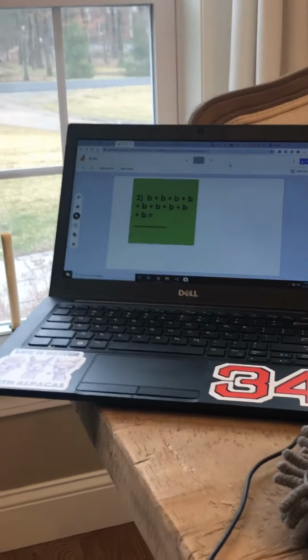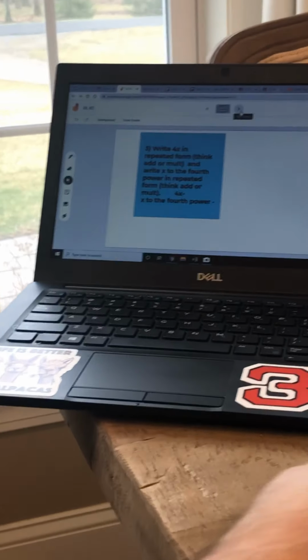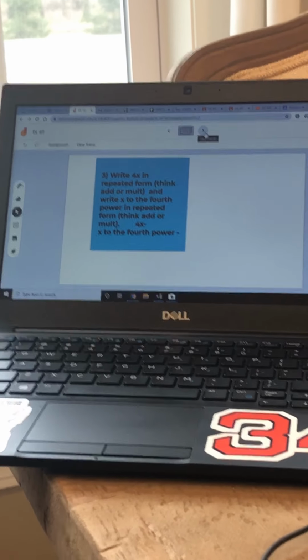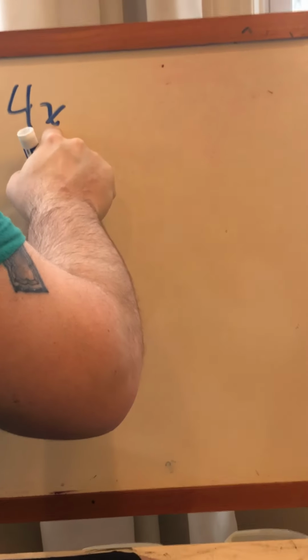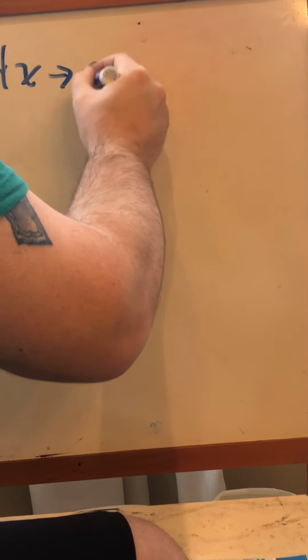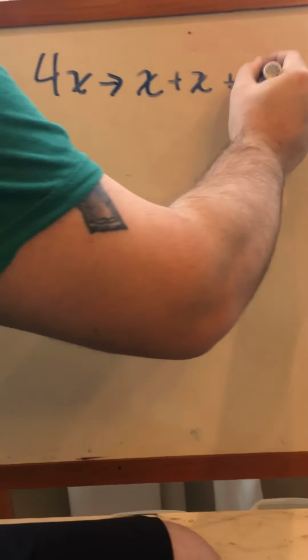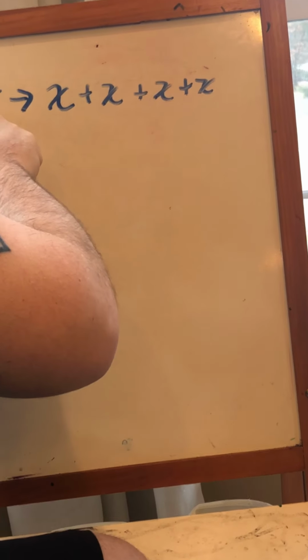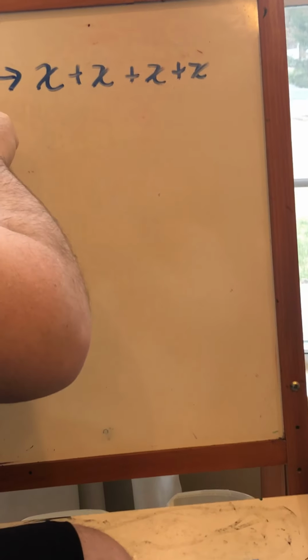All right. Next one we're going to do here says, write 4x in repeated form, and then write x to the 4th power. So 4x in repeated form. Now, if you remember here, 4x means 4 times x. Multiplication turns into repeated addition. So we're going to add x to itself 4 times. Right? 1, 2, 3, 4. We have 4 x's. So again, repeated addition turns into multiplication.